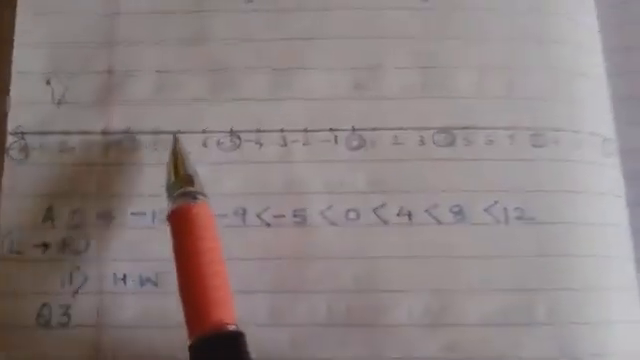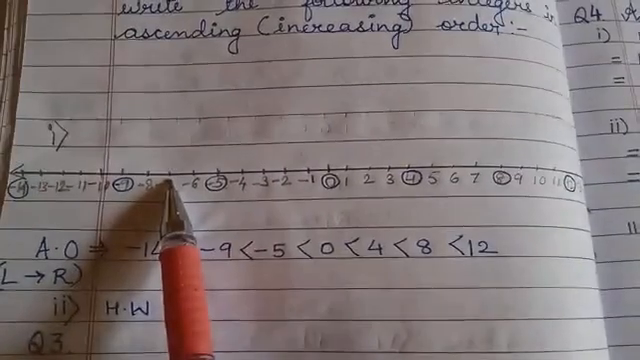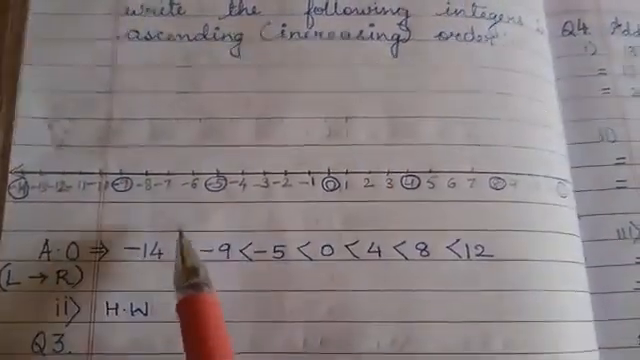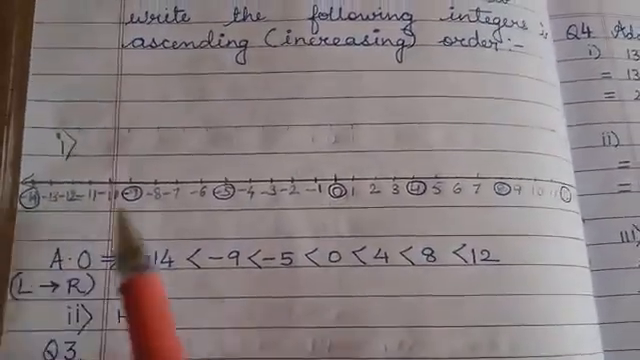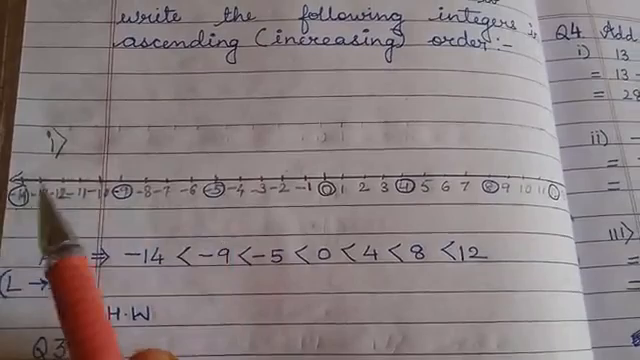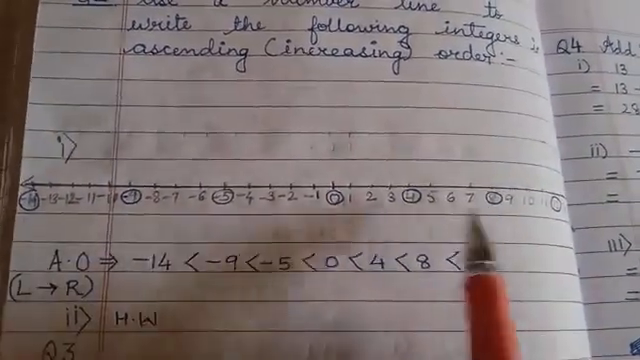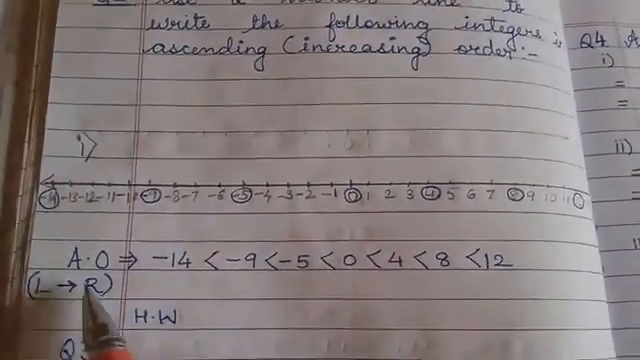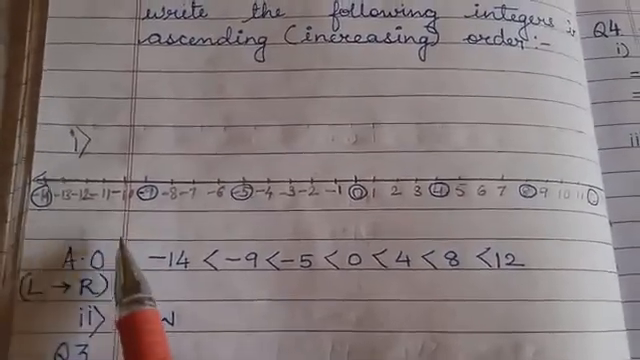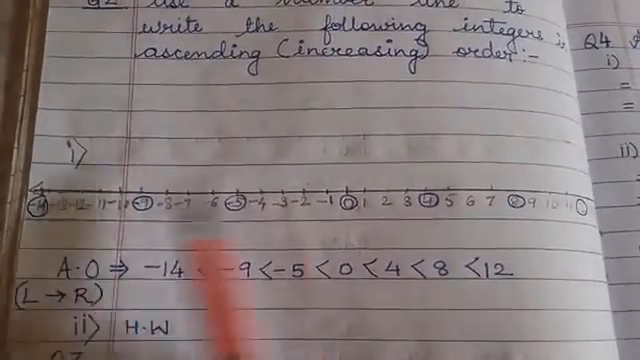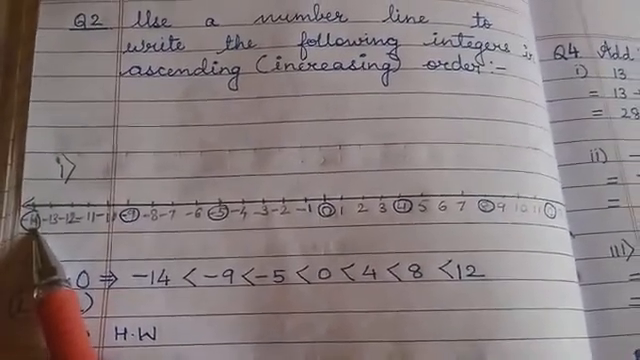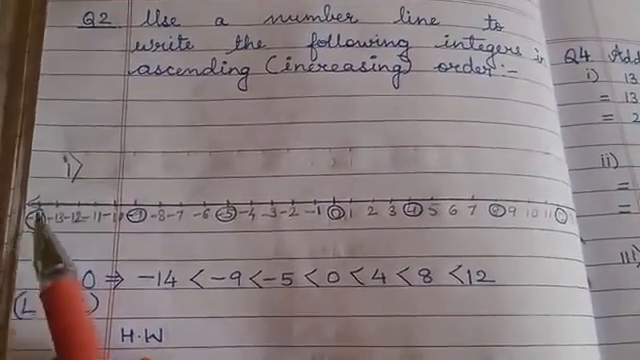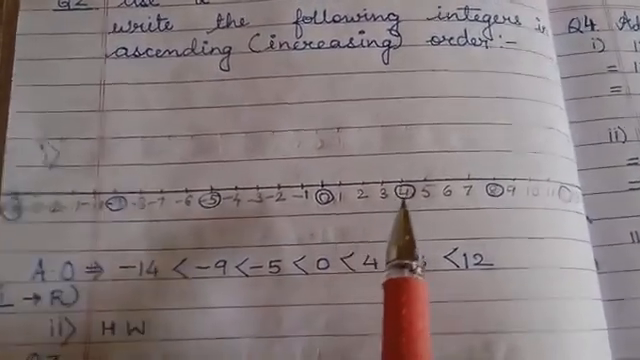Okay, now you'll ask how to arrange in increasing order. Increasing means from smaller to greater. So ascending order or increasing order means from smaller to greater. On the number line we can say from left to right. Ascending order or increasing order on the number line means you should start writing, or start seeing, the integers from left to right.